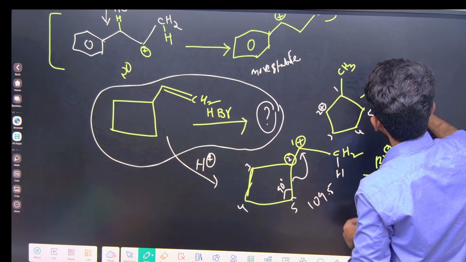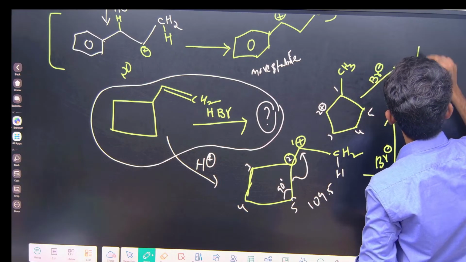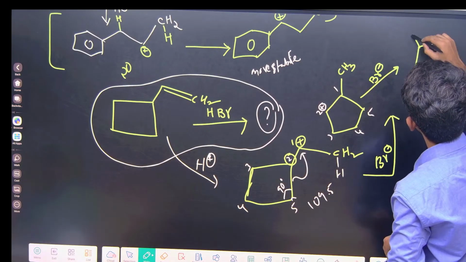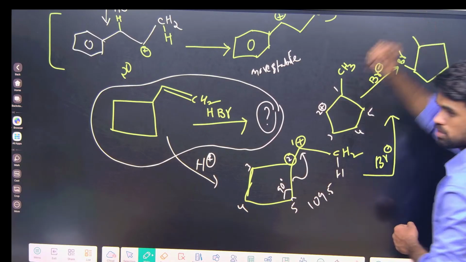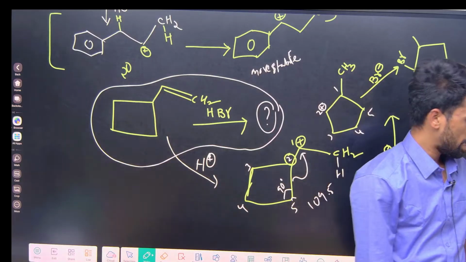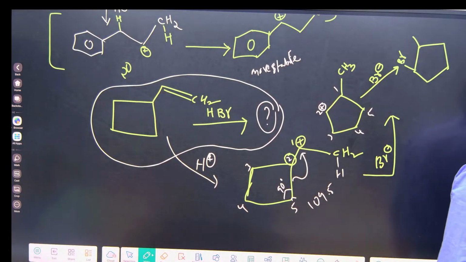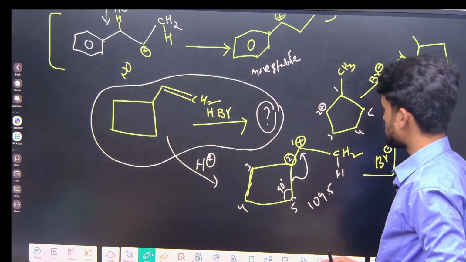Okay. So to this, what do we need to add now? Bromide. So it will be giving us, that's it. This is the product form. Okay. Like this you need to do. Okay. Is this clear? Right. Let me explain a few more things.